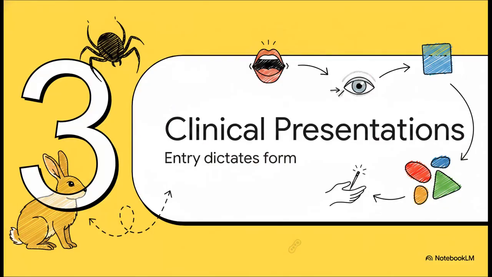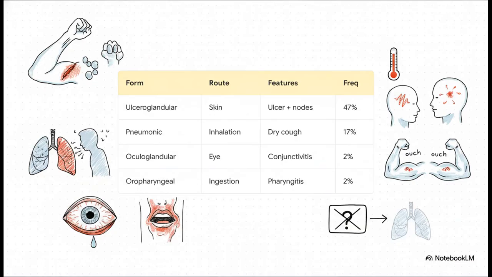All right, let's jump into Section 3, key clinical presentations. Let's walk through this high-yield table together, and feel free to pause if you're taking notes. Notice how perfectly the clinical form lines up with how the pathogen actually got into the body. If it comes through the skin, you get ulceroglandular disease, which is nearly half of all cases. If it's inhaled, you get the pneumonic form at about 17%. Eye contamination leads to oculoglandular, and ingestion leads to oropharyngeal.